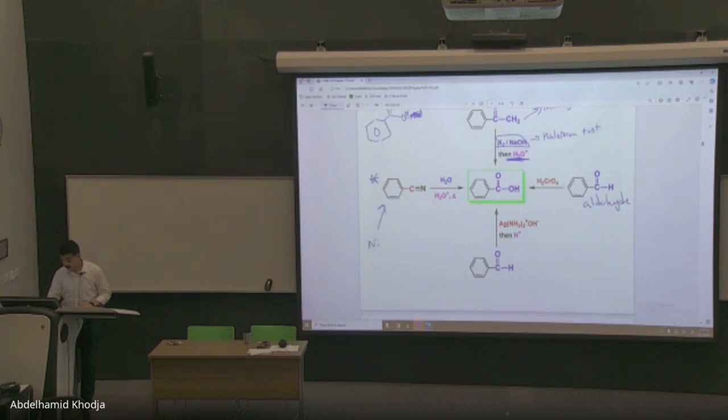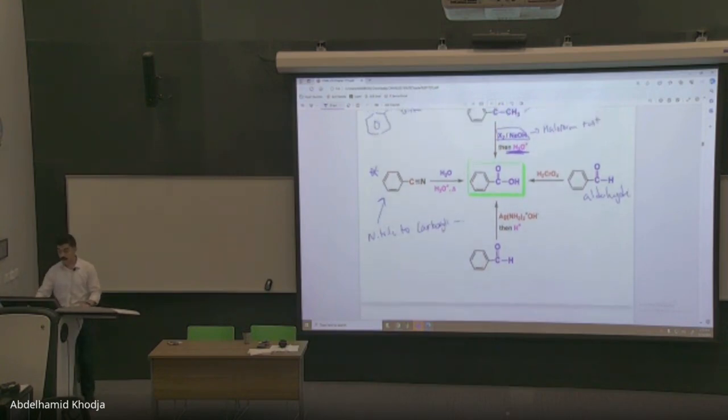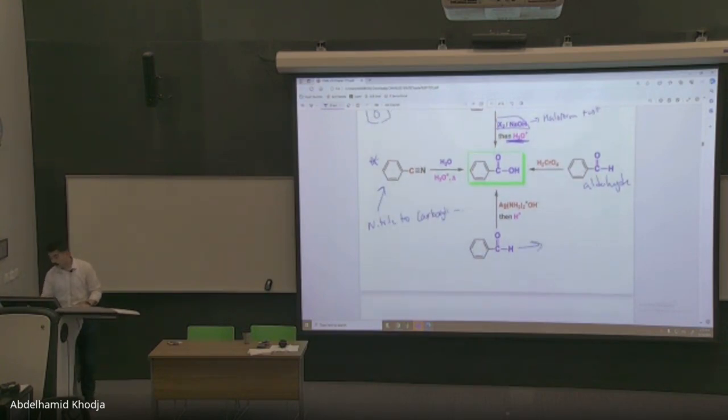Nitrile to carboxylic acid. I'm not gonna rewrite that. Okay, carboxylic acid. Again, repeating itself. What group is this? It's an aldehyde, okay? And what are the reagents? Where have we seen these guys before? Oh, the last chapter. What is it called?